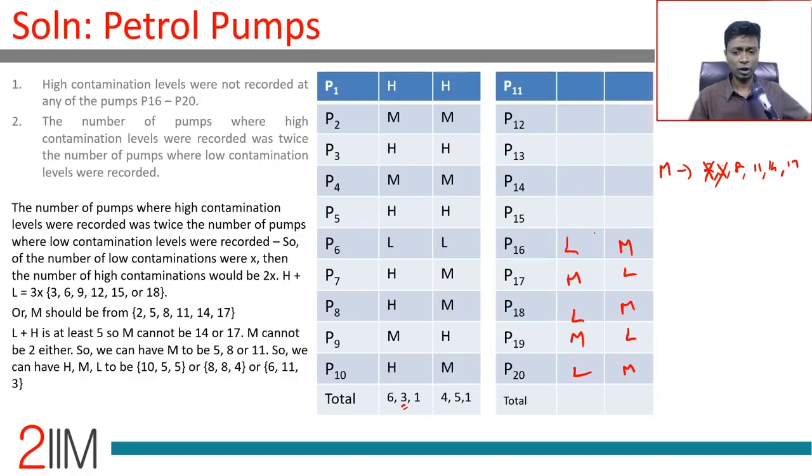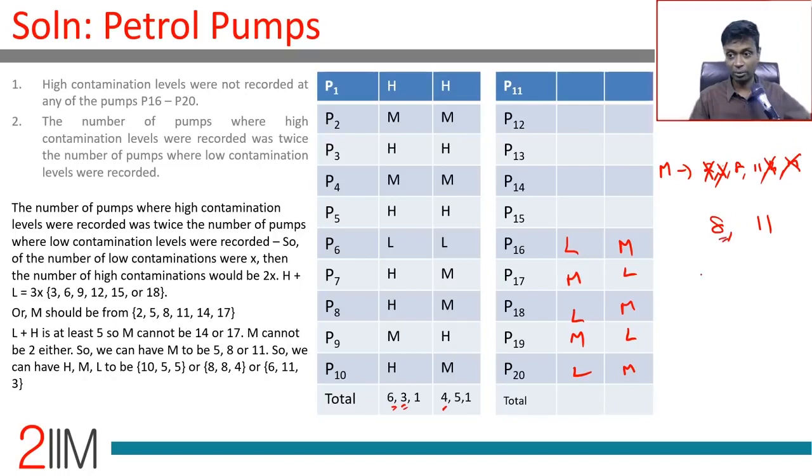Fine. So the number of H should be an even number totally, and it should be twice that of this. Then there are at least 6 highs here plus 4 highs here. 6 and 4, there will definitely be highs here. So we can straight away eliminate this and this. And so medium level should either be 8 or 11. None of the other possibilities are even feasible.